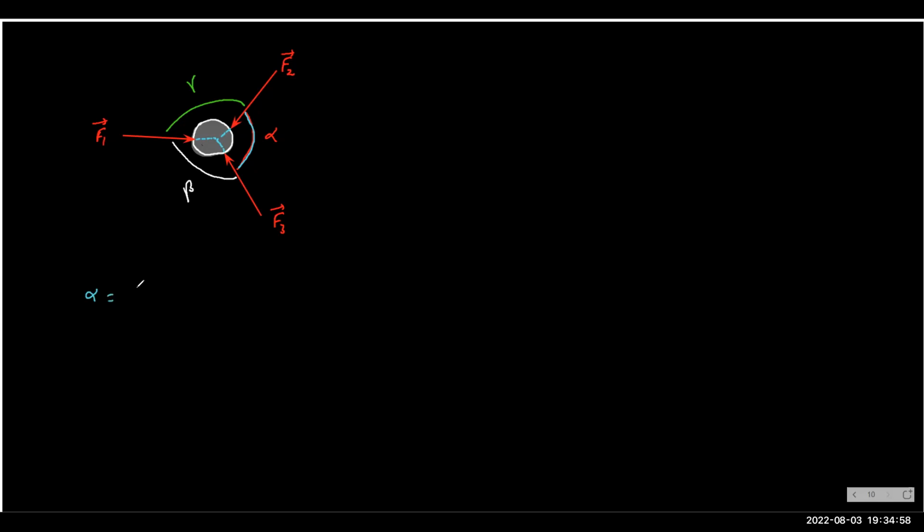Yes, sir. So alpha is the angle between vectors F2 and F3. So beta is what? So beta is the angle between which two vectors, guys? Tell me. F1 and F3. Very good. And gamma? F1 and F2. Very good.